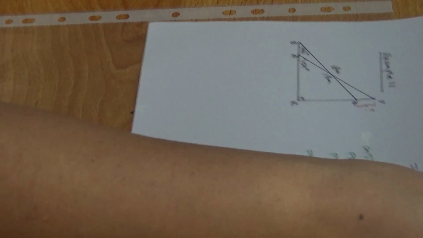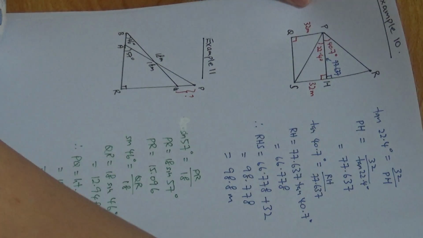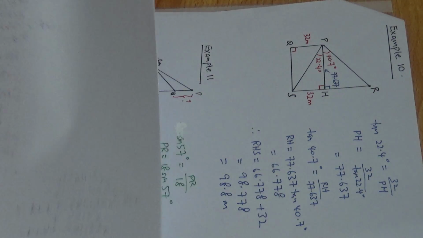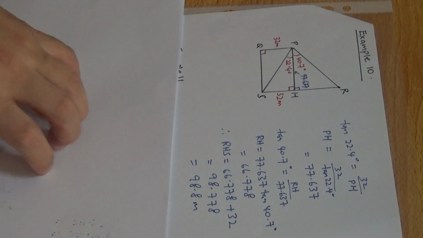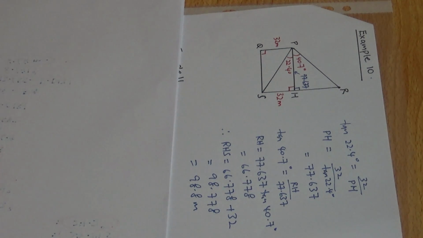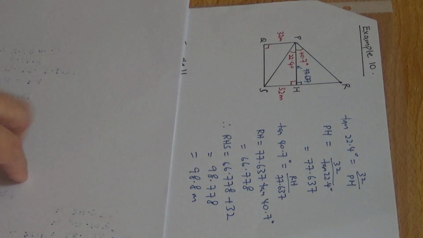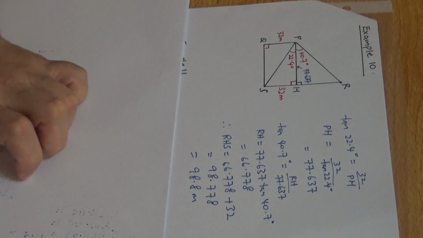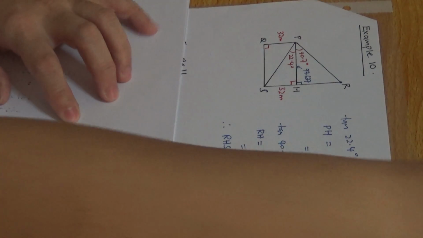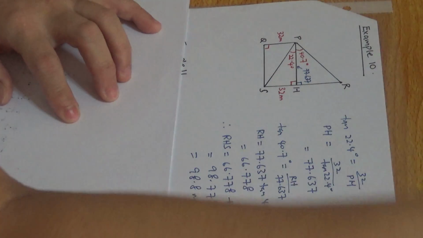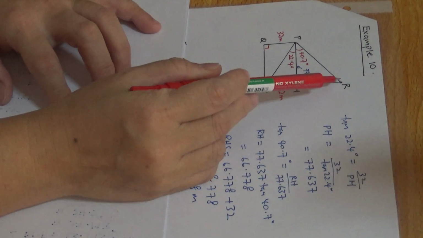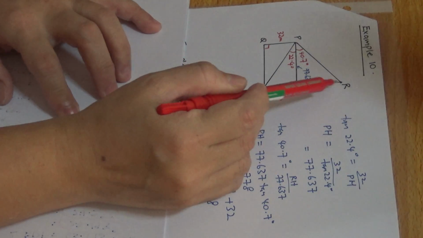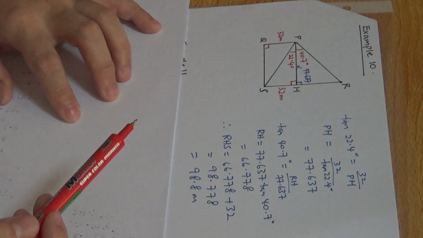Alright, now I'm going on to example 10. Now let's take a look at example 10. Example 10 looks complicated, but it's just that there are a few diagrams superimposed into one. That's why it looks complicated. Okay, now let us look at example 10 and what does it say. They want to find the length of RHS. That means this whole building here, what is the length?